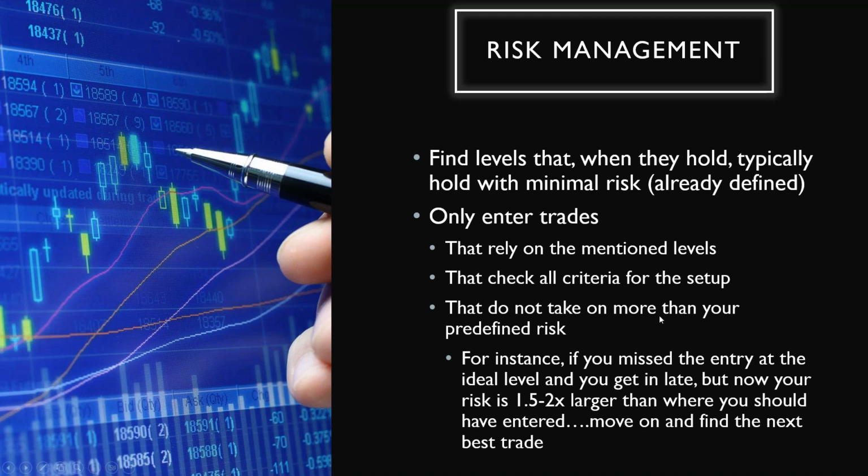And you only want to enter trades that rely on the actual levels we just talked about, that check all the criteria for your trade setup, and that do not take on more than your predefined risk. That's something you're going to have to determine yourself, right? I can tell you that my risk on most trades is 2 points. Some of you will say I'm crazy. Some of you might say I only keep a 1 point stop. That's going to come down to a number of factors, but most importantly, your statistics.